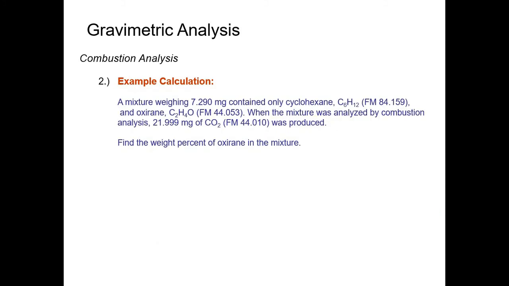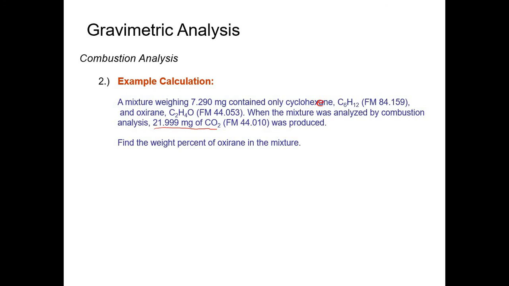So, for example, a mixture weighing 7.290 milligrams contained only cyclohexene, C6H12, and oxirane, C2H4O. When the mixture was analyzed by combustion, 21.999 milligrams of CO2 was produced. Find the weight percent of oxirane in the mixture.